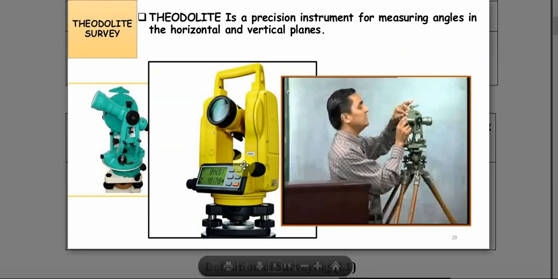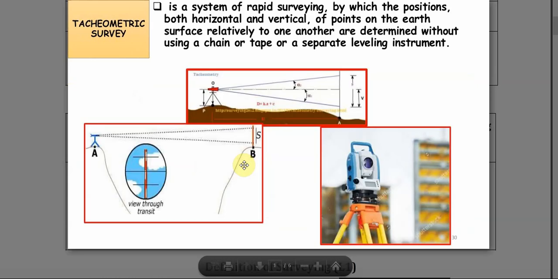Next, a theodolite is an instrument which measures both horizontal and vertical angles. In compass, we are measuring only horizontal angles. So if you are using a theodolite, then it is called theodolite survey. Tachyometer, then it is called tachyometric survey. A theodolite can be used as a tachyometer, or even a level can be used as a tachyometer if it has crosshairs.